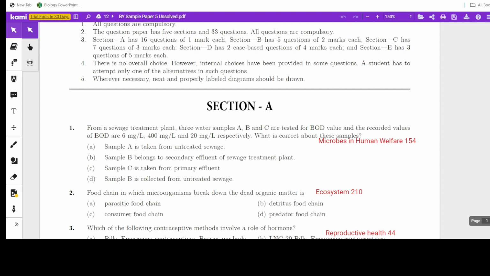Now the first question. From a sewage treatment plant, 3 water samples A, B and C are tested for BOD value, and the recorded values of BOD are 6 mg per liter, 400 mg per liter and 20 mg per liter respectively. What is correct about these samples? As I've mentioned here, this question is from Microbes and Human Welfare, and I've mentioned the page number of the rationalized textbook. So let's see the part from the textbook.